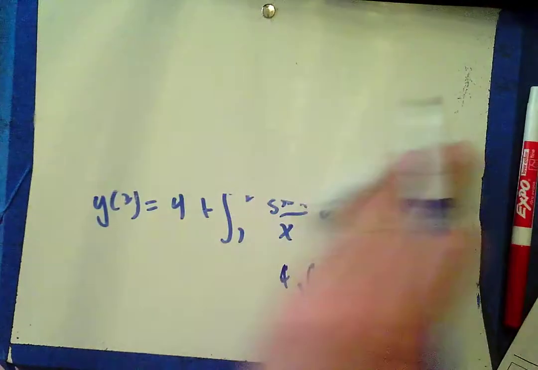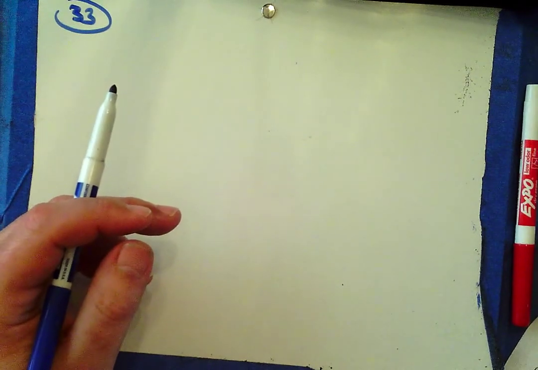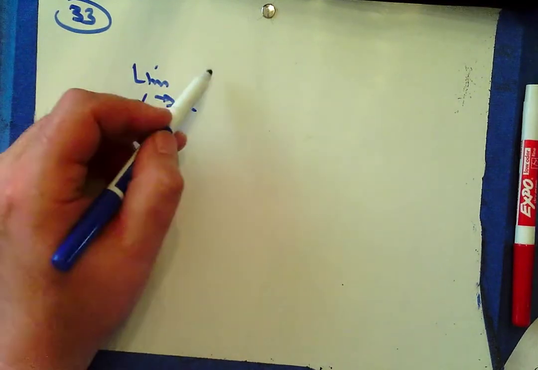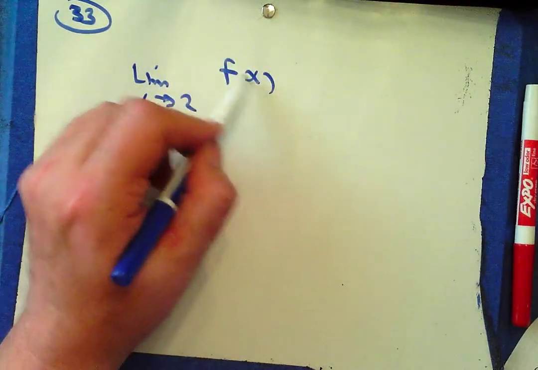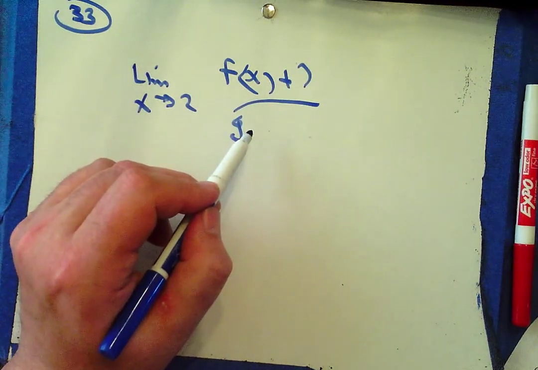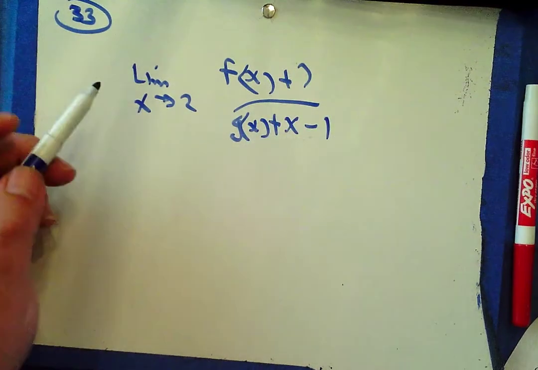Well, look, here's 33. I wondered when it would show up. Number 33 says two differentiable functions are shown. f prime and g prime are shown. What is the value of the limit as x heads to 2 of f of x plus 7 over g of x plus x minus 1?